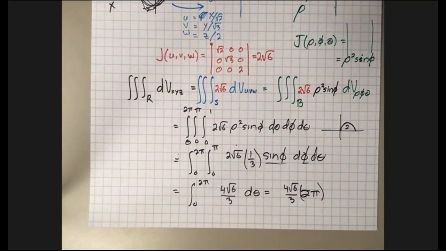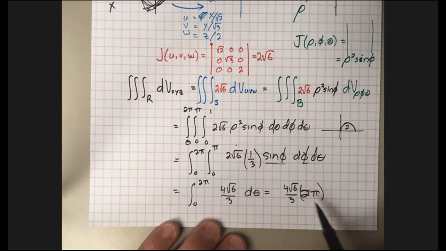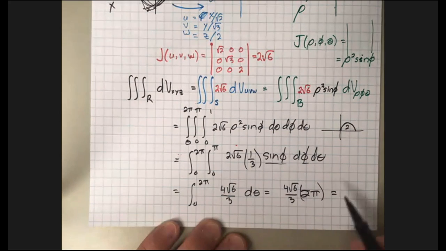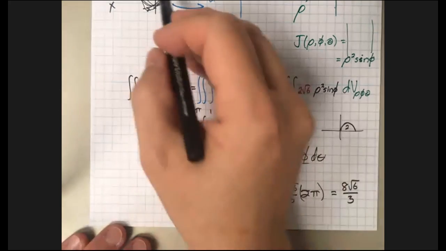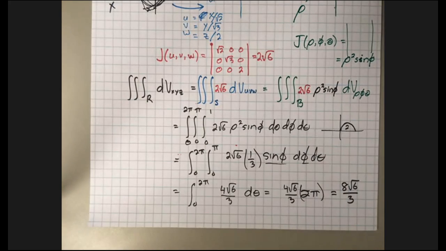Now, because of this expression right here, there's nothing much to simplify, right? 8√6/3. And I want to take that to be the volume of my egg. Well, let's find out if that actually means something.